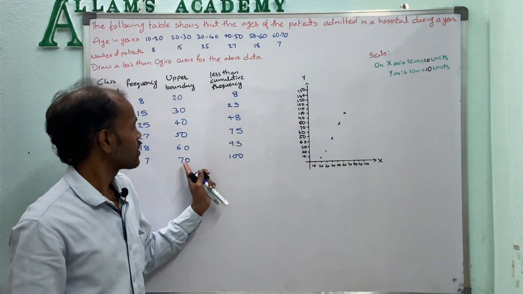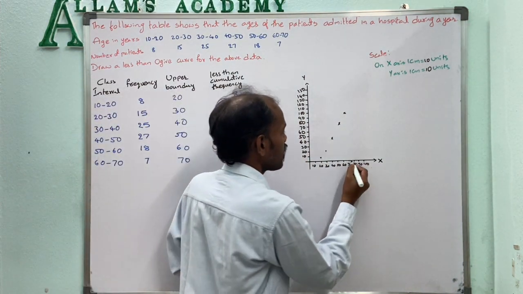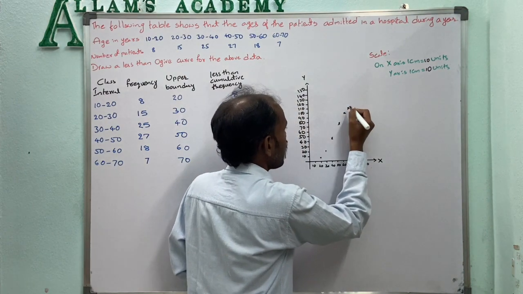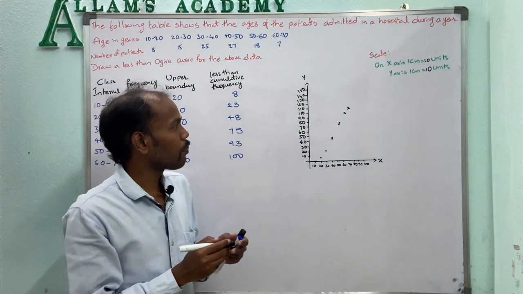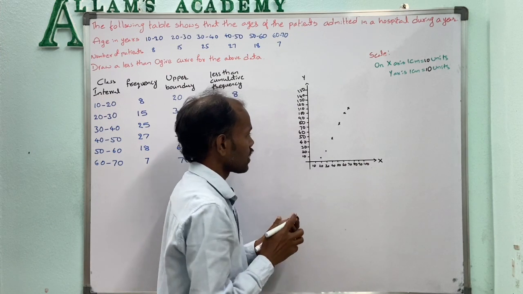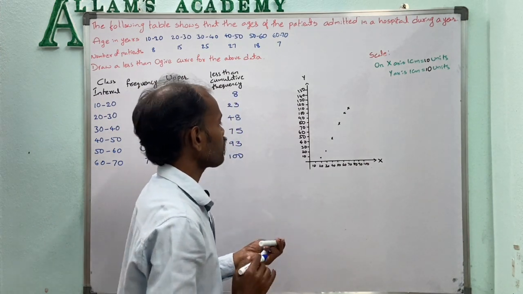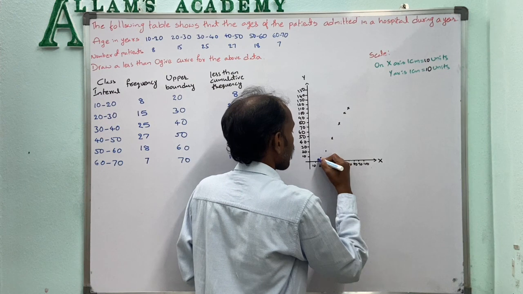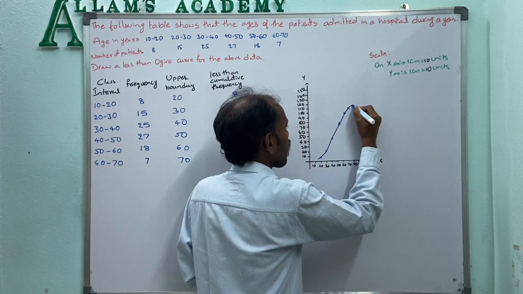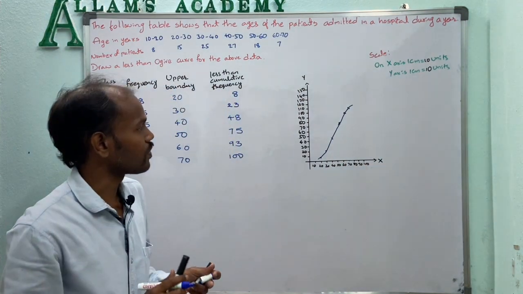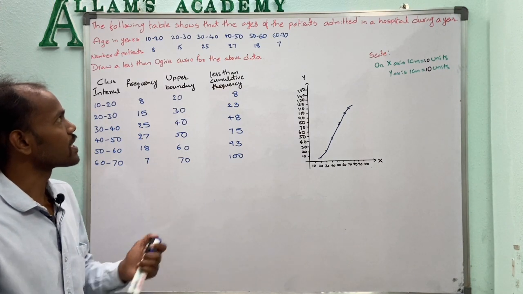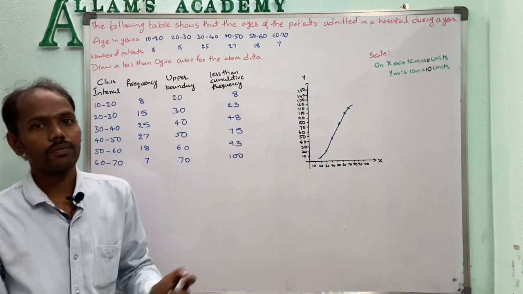Next, for that 72, the corresponding value is 100. Now if all the points are joined, we get the graph, a rising curve. So this rising curve is the less than Ogive curve.